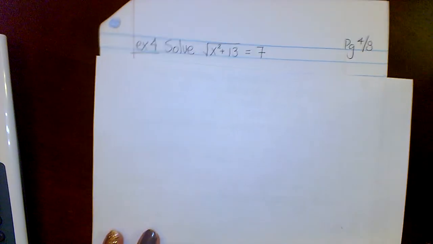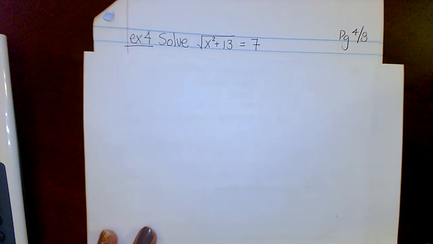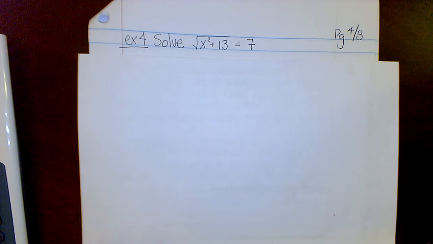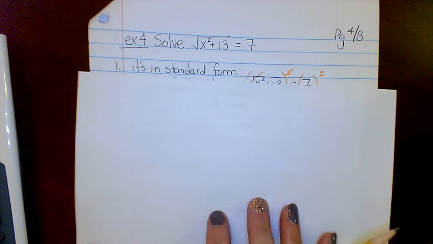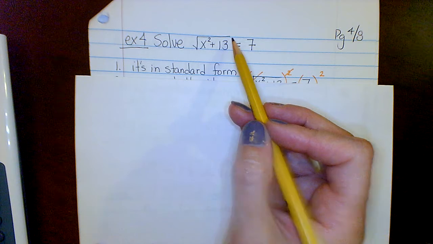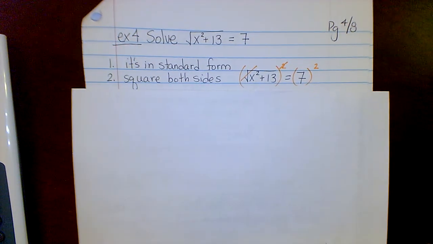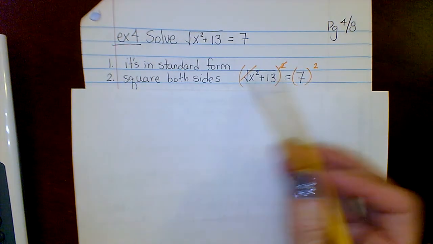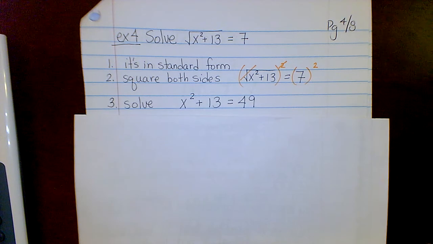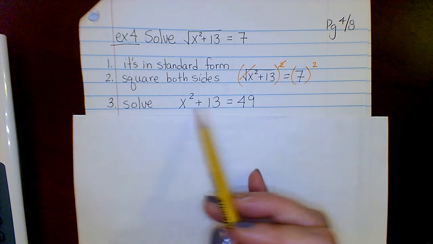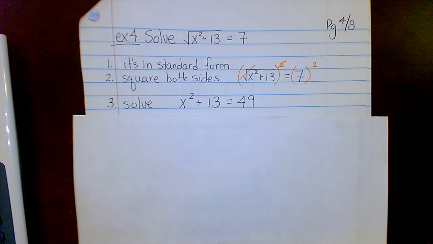This is another type of radical equation. Now you can see there's a squared under there. That's going to pose a new problem for us. It is in standard form. The square root's by itself. So I'm going to go ahead and square both sides. In doing so, that square root and that squared will undo each other. So now I'm left to solve x squared plus 13 equals 49.